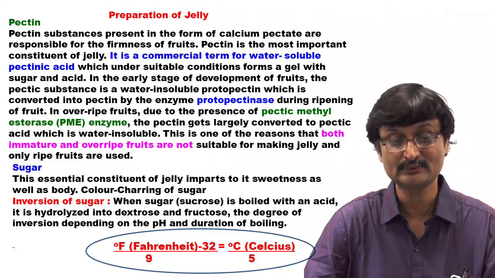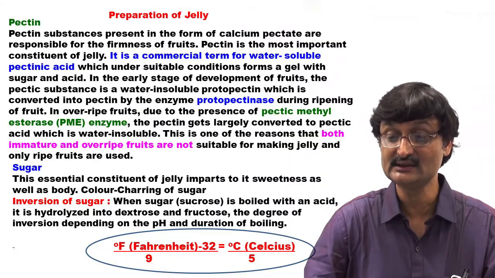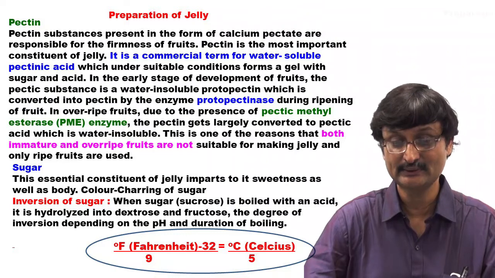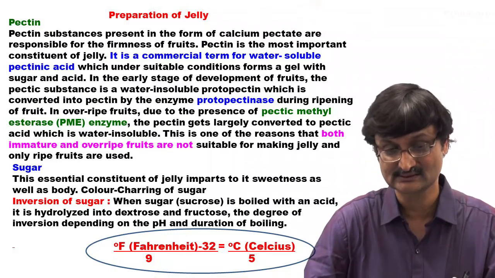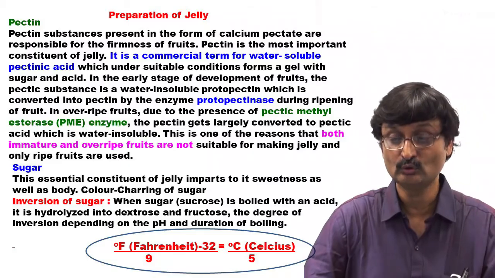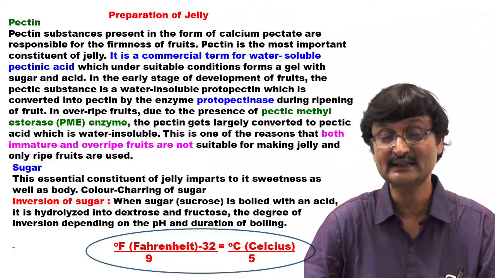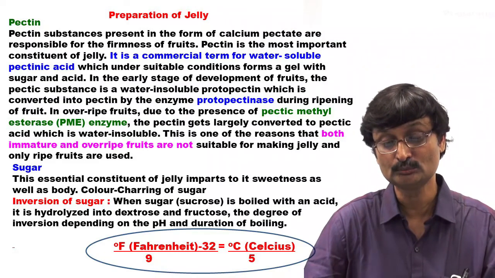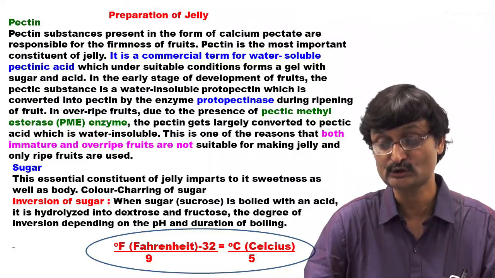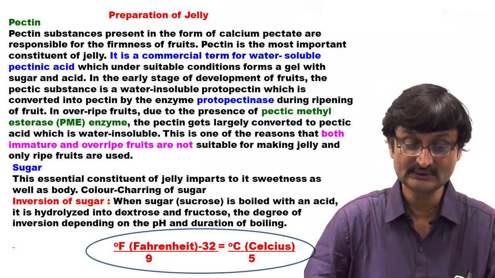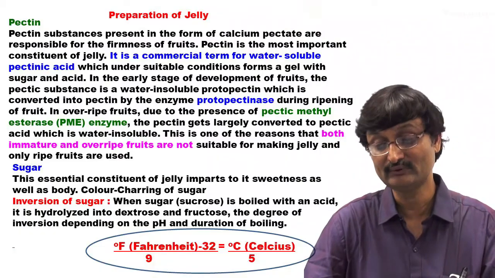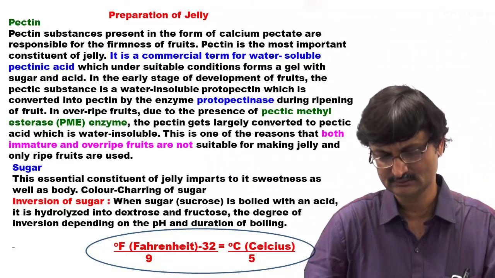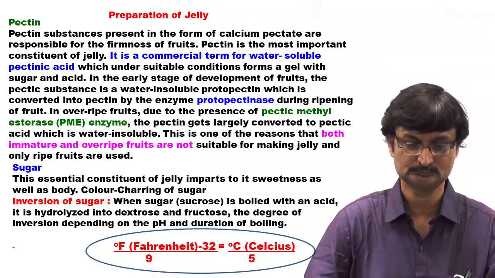In the early stage of development of fruit, the pectin substance is water insoluble protopectin, which is converted into pectin, that is pectinic acid, by the enzyme protopectinase. During ripening of fruit, in overripe fruit, due to presence of pectic methyl esterase (PME) enzyme, the pectin gets largely converted to pectic acid, which is water insoluble. This is one of the reasons that both immature and overmature fruit are not suitable for making jelly. Only fruit at the proper ripening stage is used.